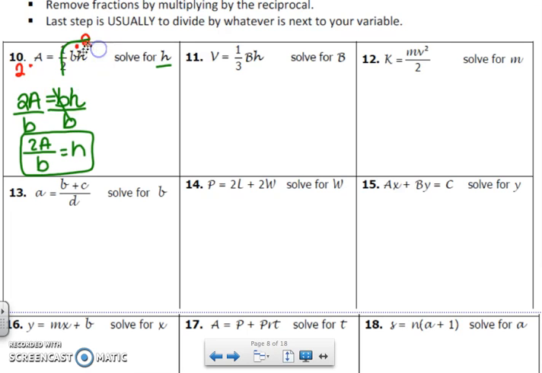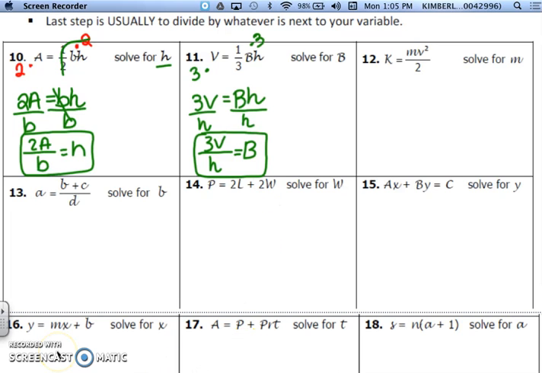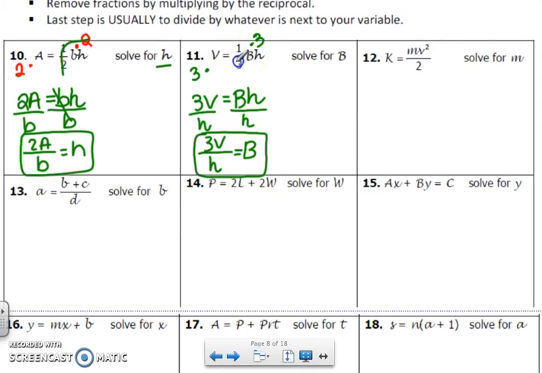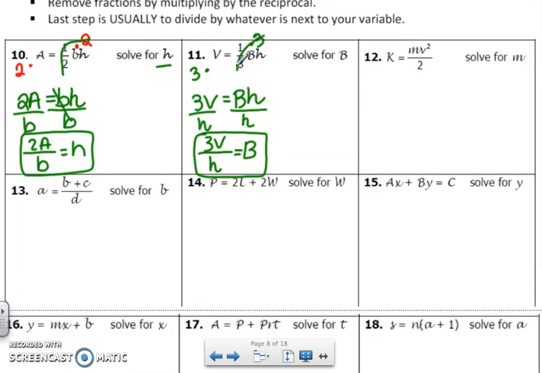Okay? So get rid of that fraction first by multiplying by what's on bottom, and then solve it like you did on the front. So why don't you try number 11? Press pause. So I got v over 3 equals h equals b. So I times by 3 first to get rid of that fraction. Then I got 3v equals big B h, and then I divided by h to get big B by itself and got that answer. Okay?